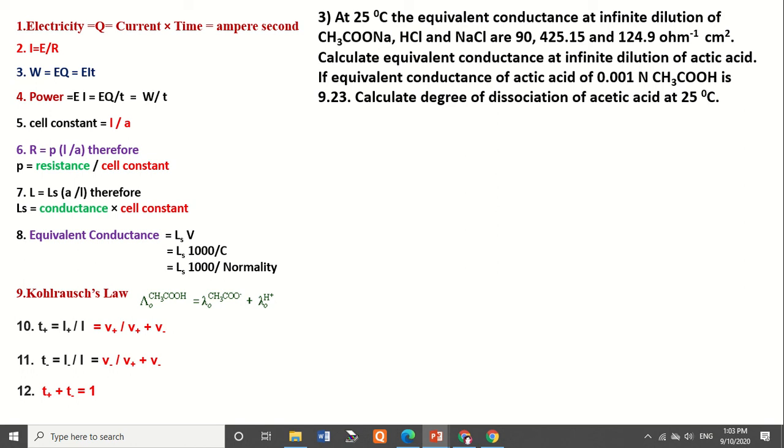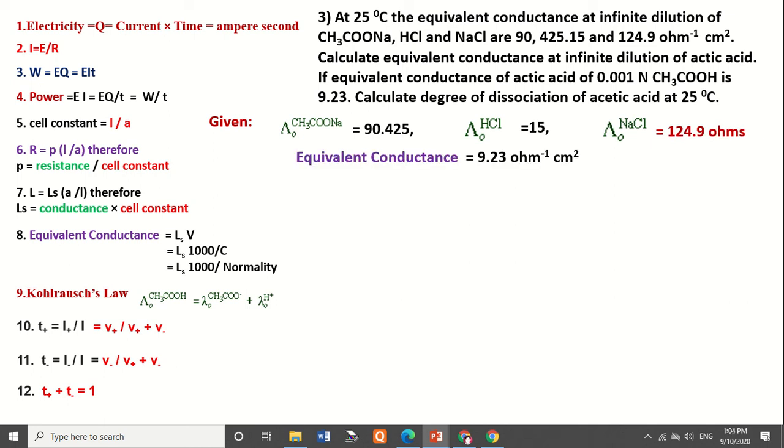at 25 degrees Celsius. Now friends, first write down the given things. The equivalent conductance at infinite dilution of sodium acetate is equal to 90, not 90.425, only 90. For HCl, that is equal to 425.15, and for NaCl, that is equal to 124.9. Then the equivalent conductance is given as 9.23 per ohm centimeter square.